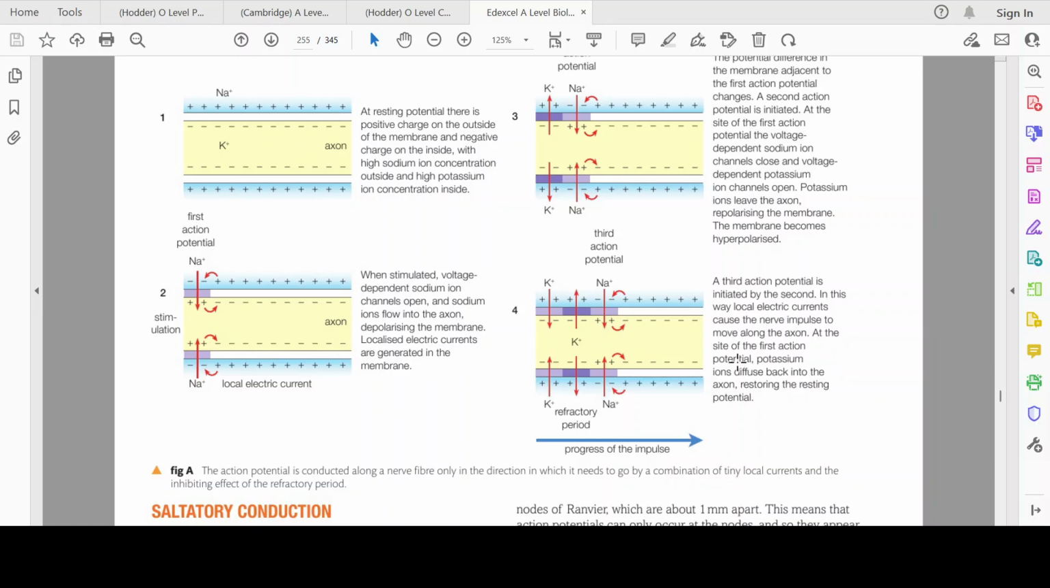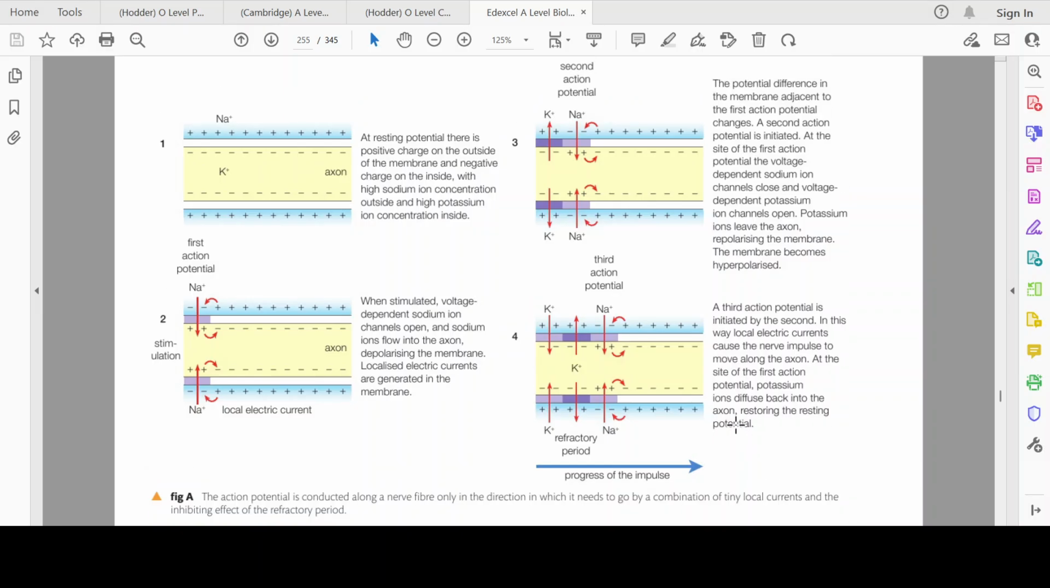At the site of the first action potential, starts back here, the potassium ions diffuse back into the axon, and so the resting potential is restored. So this is how an action potential travels. Depolarization causing depolarization next to it, that starts going into the refractory period, and then after the overshoot and the hyperpolarization, it goes back to the resting potential. So it's happening in steps, sequentially, as the potential moves along the nerve fiber. Is this clear?